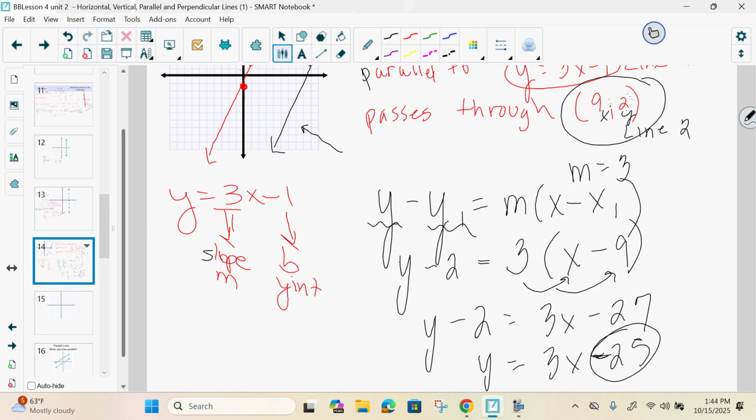Did you do y equals mx plus b? You probably did it in your head and thought about it, you just didn't write it down. Either method is fine. All right, so let's have you guys try one.